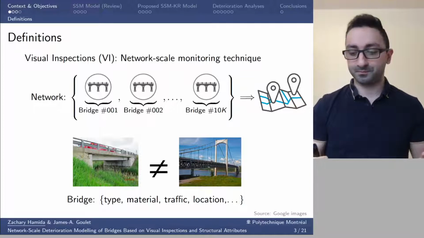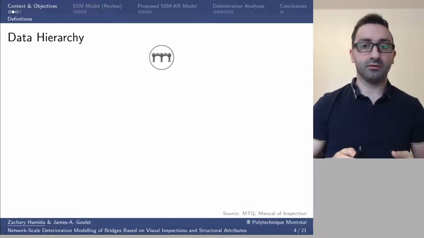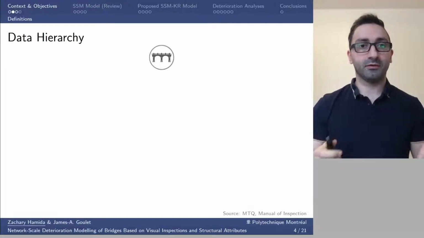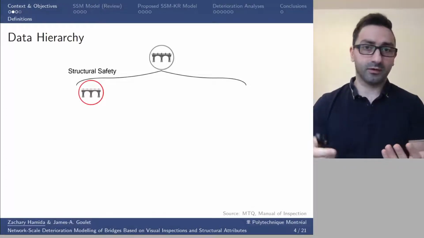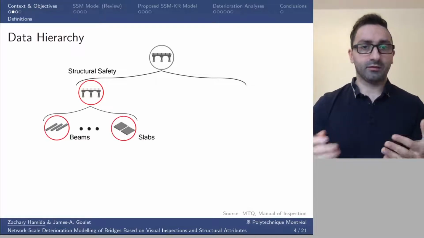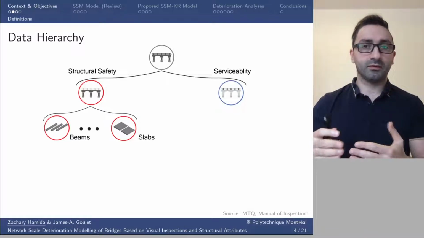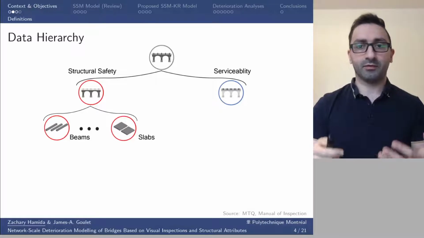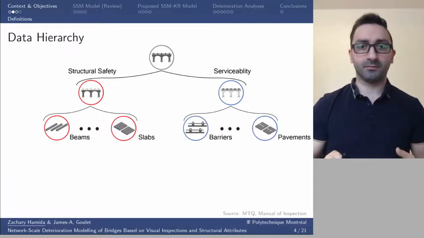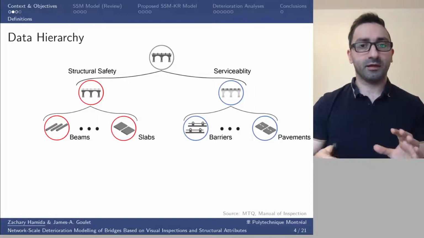Now, in order to understand how visual inspections are performed on bridges, we need to know what's within each bridge. So, according to the Manual of Inspections from MTQ, each bridge is composed mainly of two types of elements. The first type is the elements that relate directly to the structural safety of the bridge, such as the beams and slabs and so on. And the second type of structural elements are elements that relate directly to the serviceability of the bridge, such as the barriers and the pavement elements.